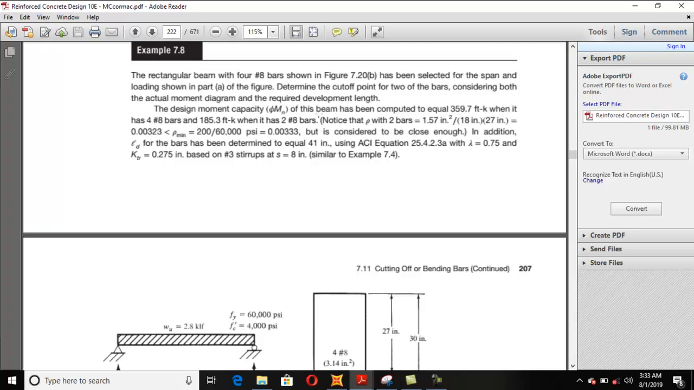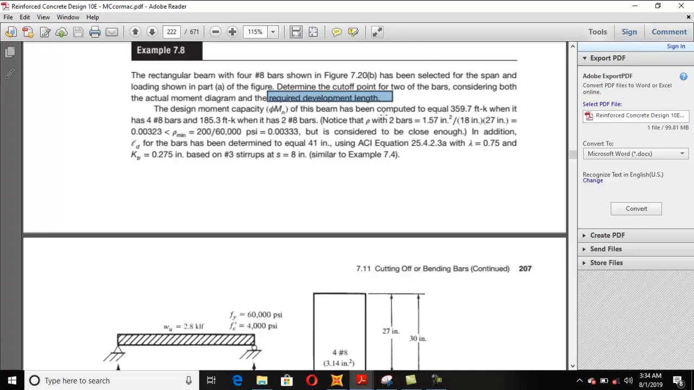Here it says determine the cutoff points for two of the bars. So if we cut off two bars, what will be the cutoff points? Determine those points, but here there is a restriction: the cutoff length should be greater than or equal to the development length. So you must care for development length here.